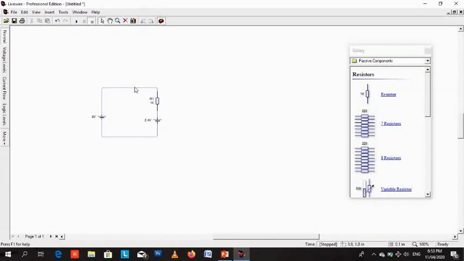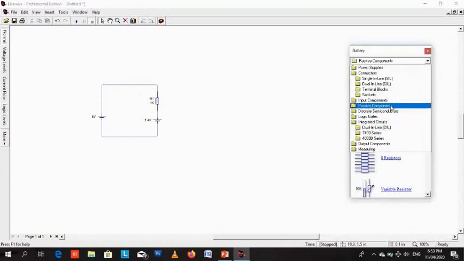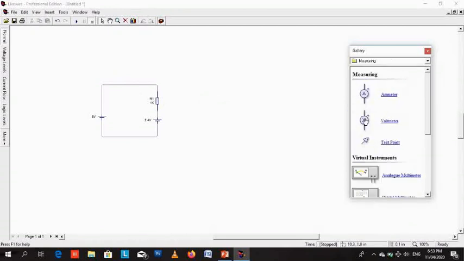Let's see if we can adjust the cable here to lift it up a bit. Now let's get our voltmeter under measuring instruments, voltmeter. Now we connect the voltmeter across the load resistor. In order to measure the voltage across that resistor, we connect the voltmeter across it.